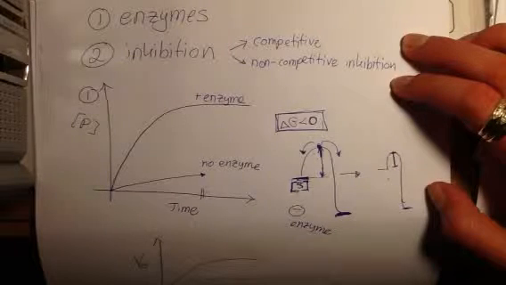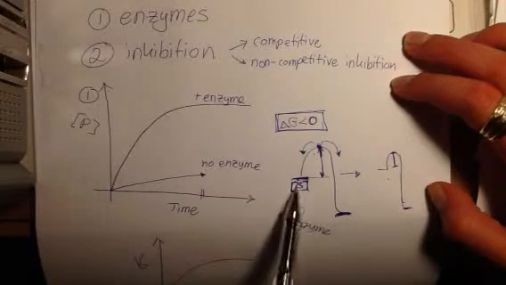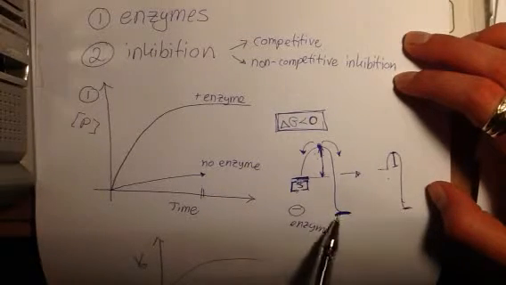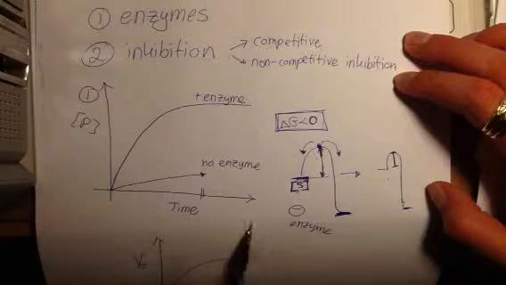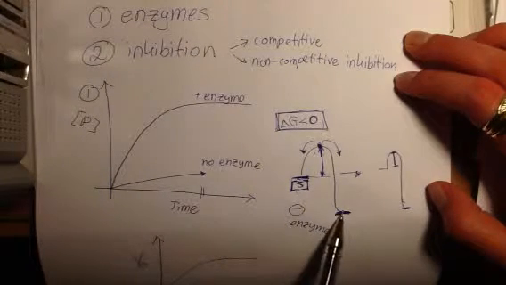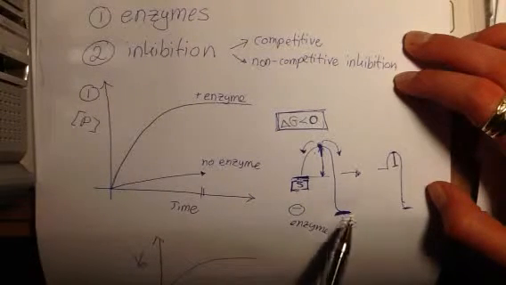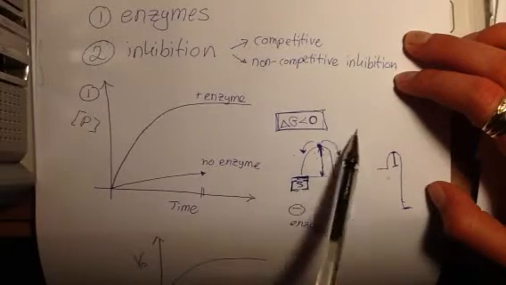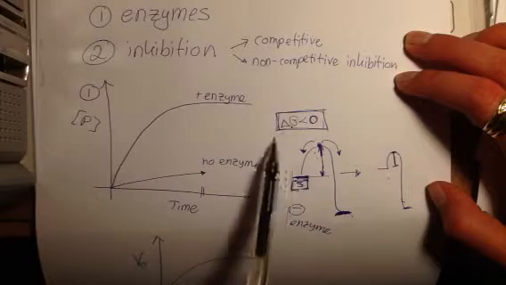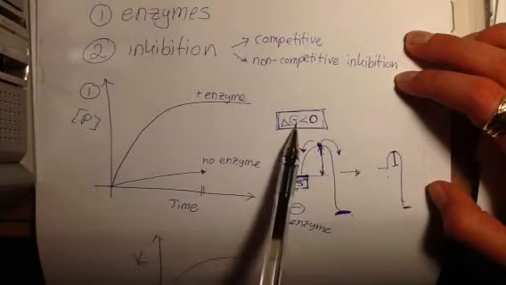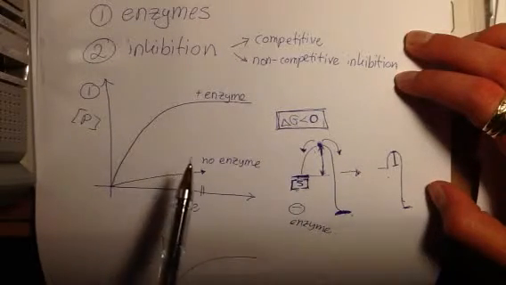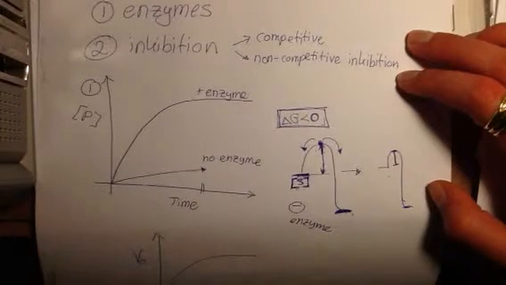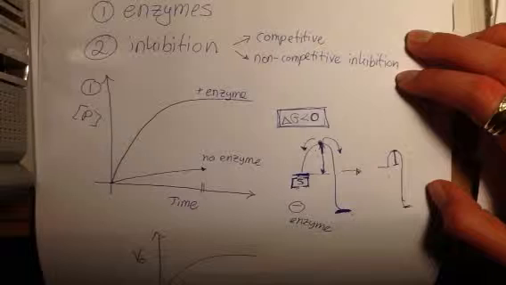Okay? So each reaction we have, like in here, we have the reactants and we have the products. In order for the reaction to take place, the energy of the products must be lower than the energy of the reactants. And this value is called delta G. And this delta G needs to be smaller than 0, negative, in order for a reaction to take place.